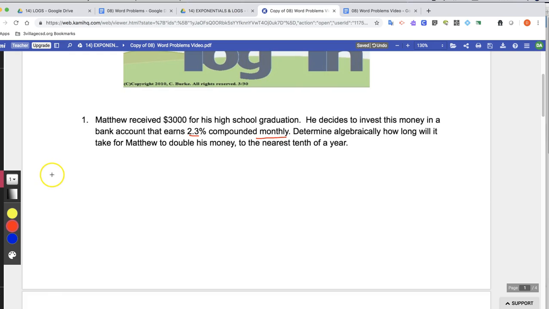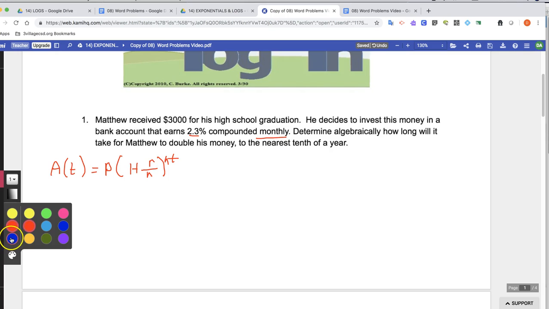So if you notice, he's invested money in an account that's going to earn its interest compounded monthly. And so we're going to apply that formula that we worked with early in the exponential unit, the compound interest formula. So this is that formula. And so now we'll start just plugging in what we're given in the problem.